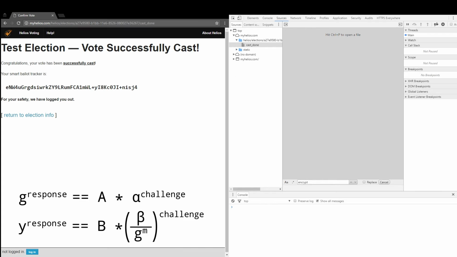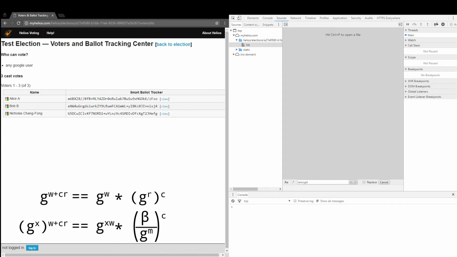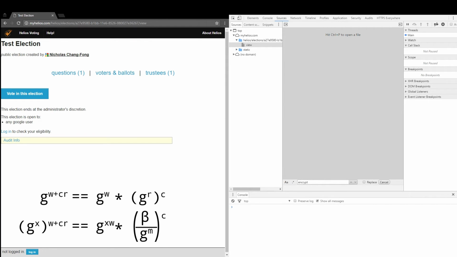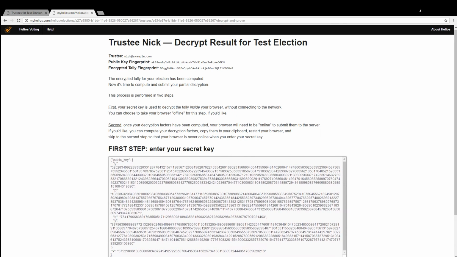So let's substitute those values and see what we have. Now what happens if the challenge mod Q equals 0? The data that the proof is supposed to prove knowledge of is eliminated, leaving a trivial equivalence. So now let's look at the results of this election and see how it worked out.